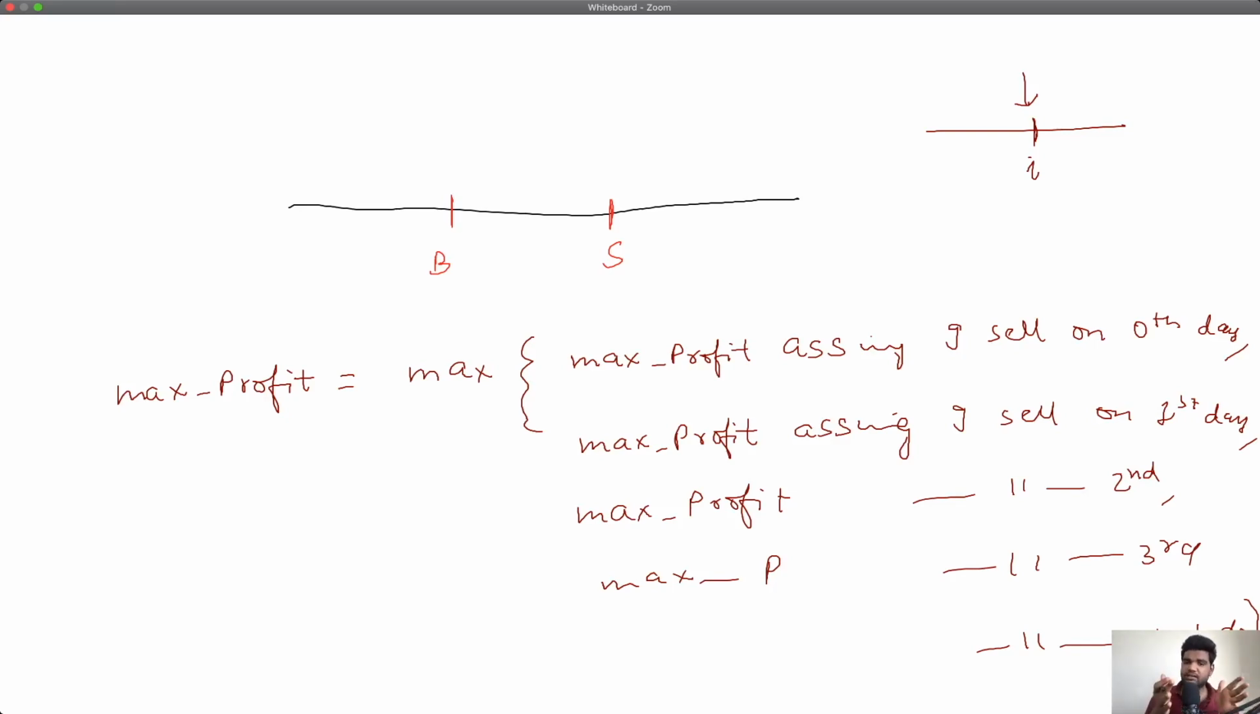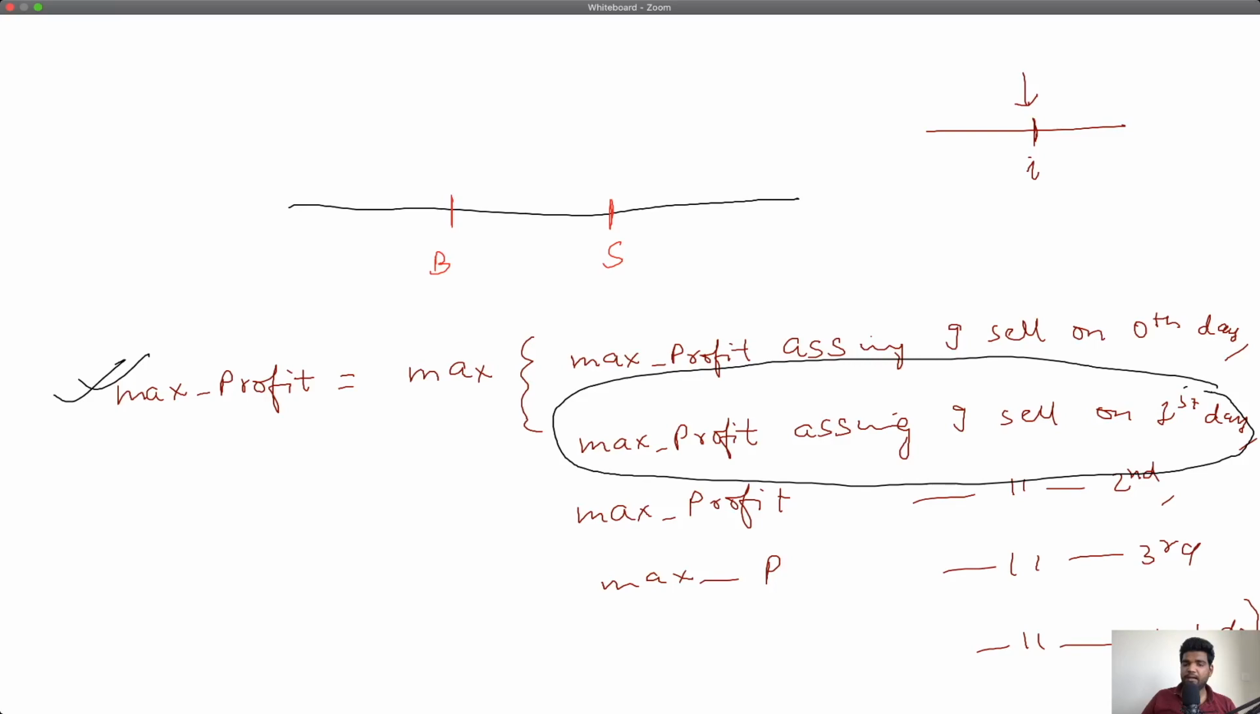You can either sell on the 0th day or the first day or the second day or the third day or all the way till n minus first day. So you can sell on any of these days. So the max profit is nothing but max of maximum profit that you can make, assuming you sell on the 0th day, assuming you sell on the first day, assuming you sell on the second day, assuming you sell on the third day, and so on. Right? So now if this relation makes sense to you, then my task now is finding out these individual elements.